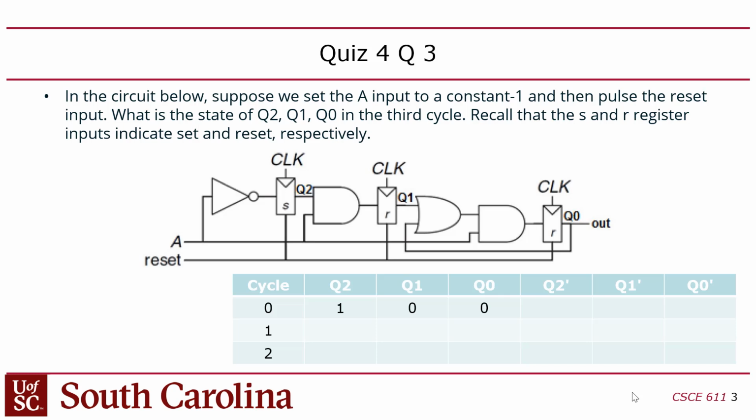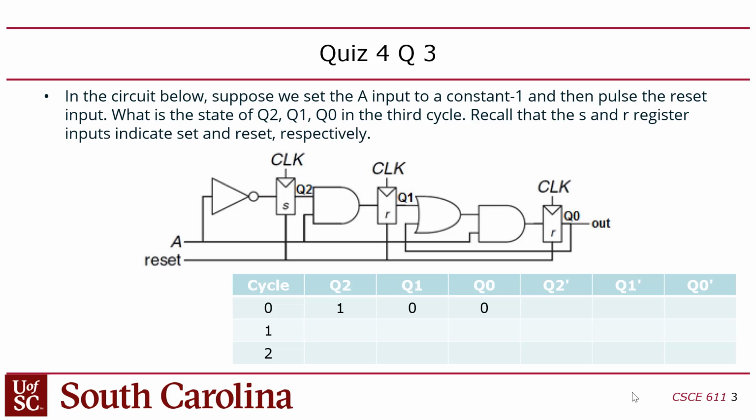It is possible to have a set input. It's not common, but a set would just force the output to 1. So when we reset, we're going to set Q2 and reset Q1 and Q0. So that should be a 1, 0, 0. That's filled in there, so 1, 0, 0 is our reset state.